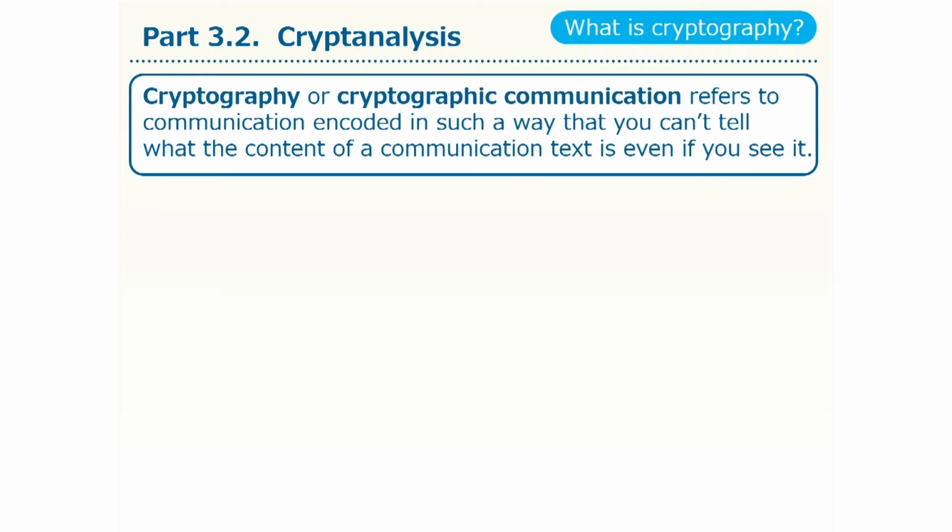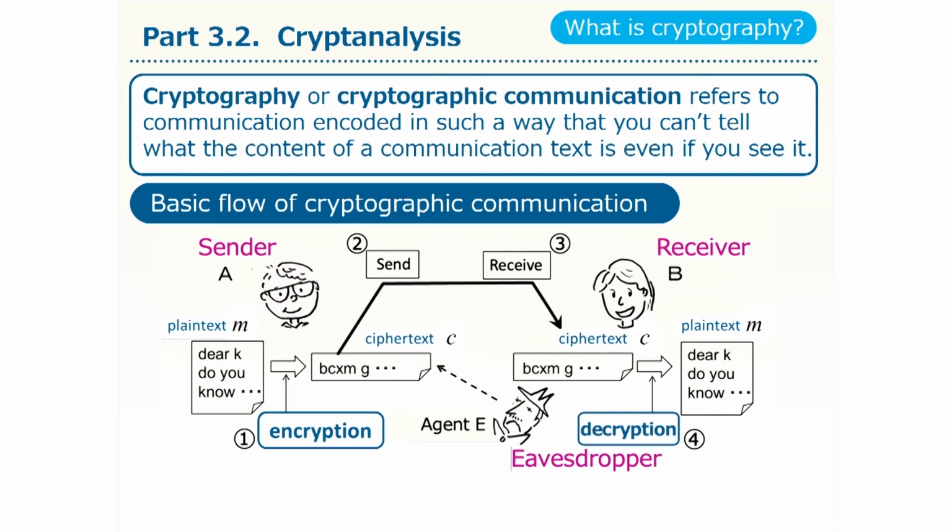Let's start with what cryptography is. Cryptography, or cryptographic communication, refers to communication encoded in such a way that you cannot tell what the content of the communication text is, even if you see it. Let me explain the basic flow of cryptographic communication. Basically, 3 characters are involved in cryptography. First, we have a sender A who sends an encrypted message, then receiver B of the message. Furthermore, we have an eavesdropper who eavesdrops on the cryptographic communication. Let's call him agent E. Those are the 3 characters.